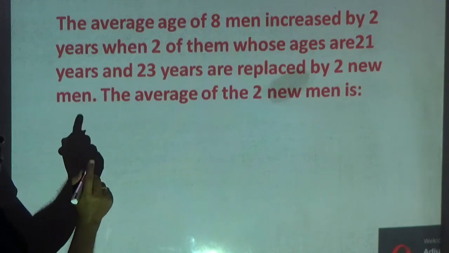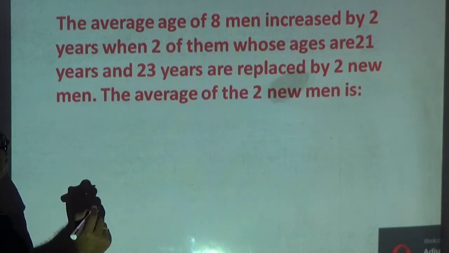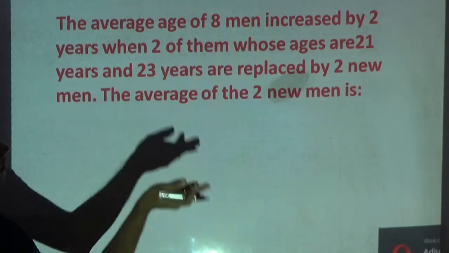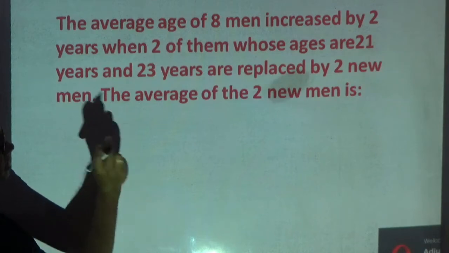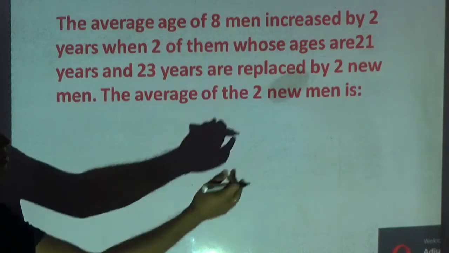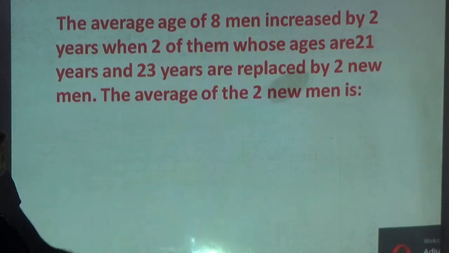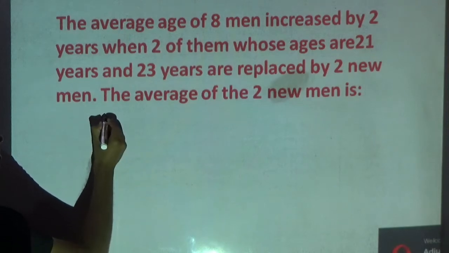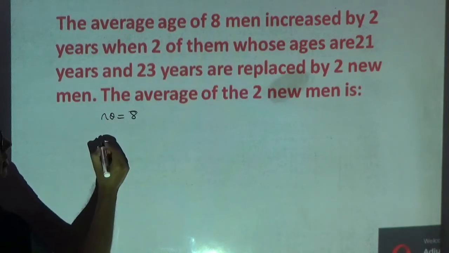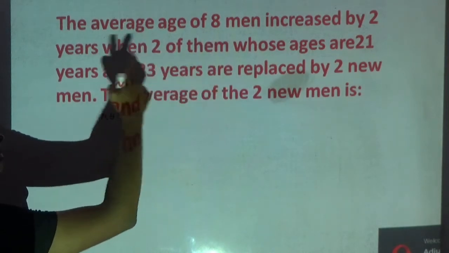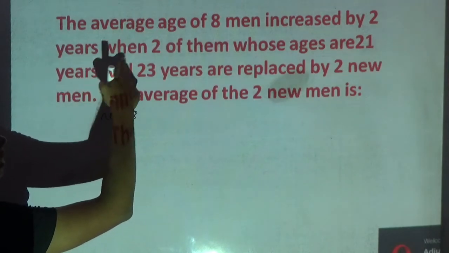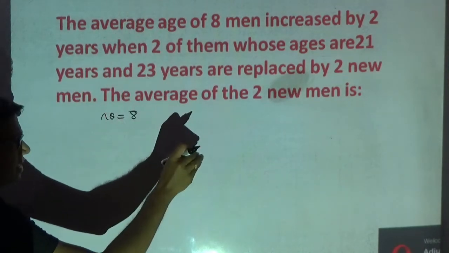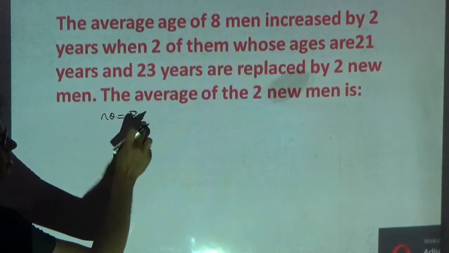See, the average of 8 men increases by 2 years. When the average increases by 2, it means each number is increased by 2. Here, how many members are there in total? There are 8 members. Average has increased by 2 by replacing. Replacing means the number won't change.